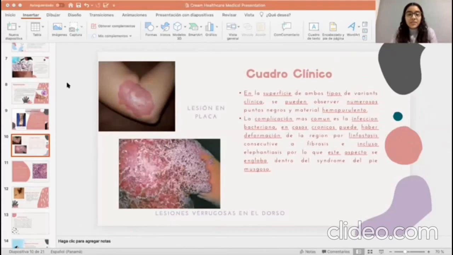On the surface of both types of clinical variants, numerous black dots may be observed. A purulent material covering small ulcerations is commonly seen. The most common complication is bacterial infection. In chronic cases there may be deformations of the region due to lymphostasis subsequent to fibrosis and even elephantiasis. This aspect is included within the mossy foot syndrome.